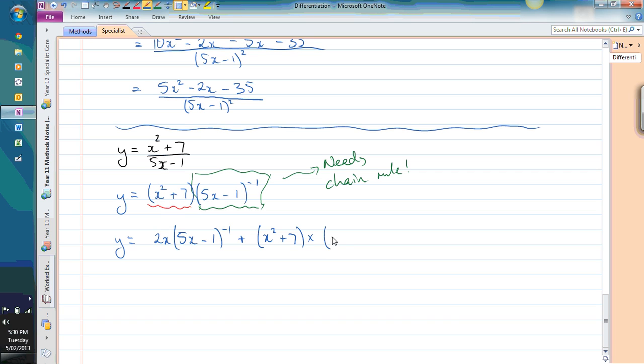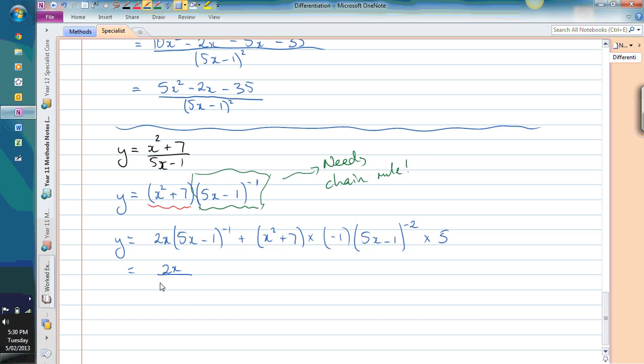I bring the power down the front, negative 1, keeping that as it is, reduce that by 1, negative 1 take away 1 is negative 2, multiplied by the derivative of what's in here, which is 5. And we can tidy this up. What I'm actually going to do is get these negative indices back into the bottoms of fractions. So I'm going to write that as 2x on 5x minus 1 to the minus 1. Oh, sorry, not to the minus 1. Making a lot of mistakes in this problem.